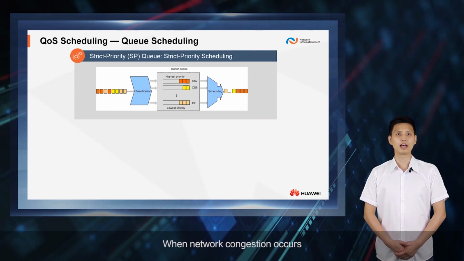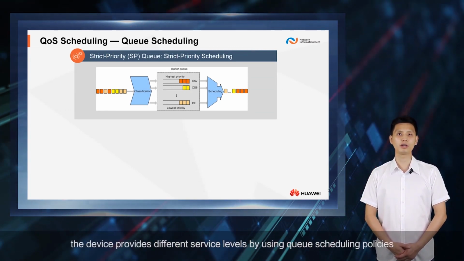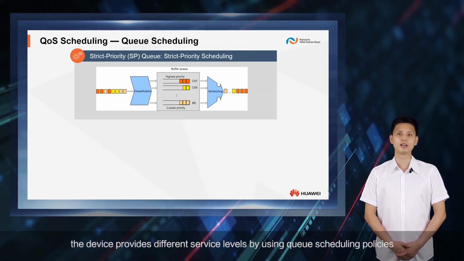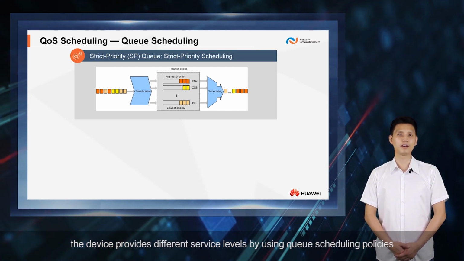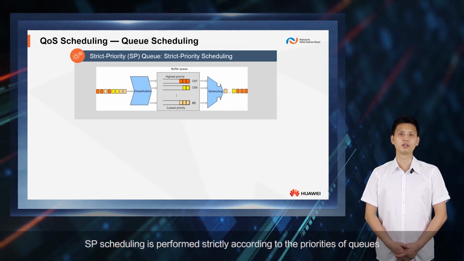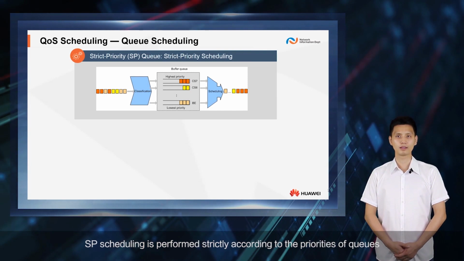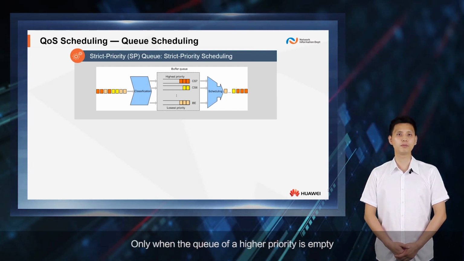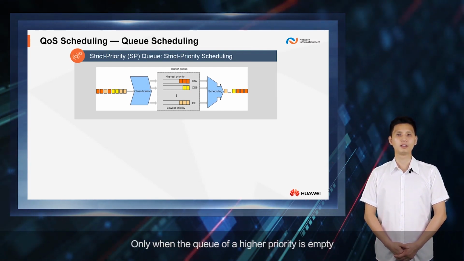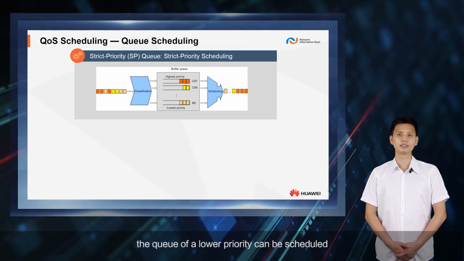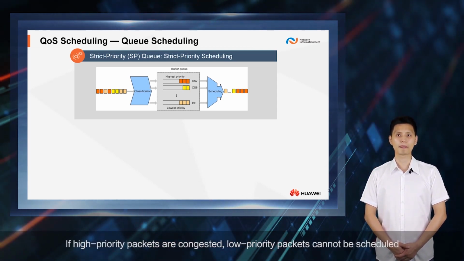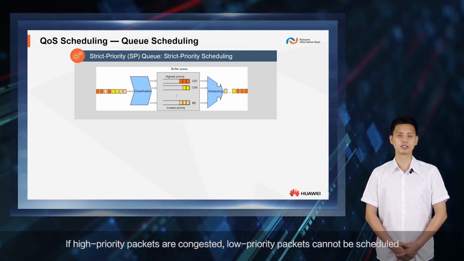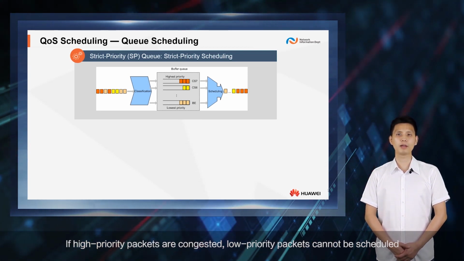When network congestion occurs, the device provides different service levels by using queue scheduling policies. SP scheduling is performed strictly according to the priorities of queues. Only when the queue of a higher priority is empty, the queue of a lower priority can be scheduled. If high priority packets are congested, low priority packets cannot be scheduled.